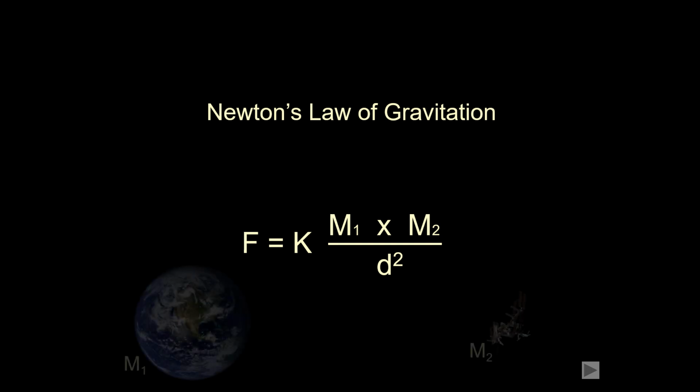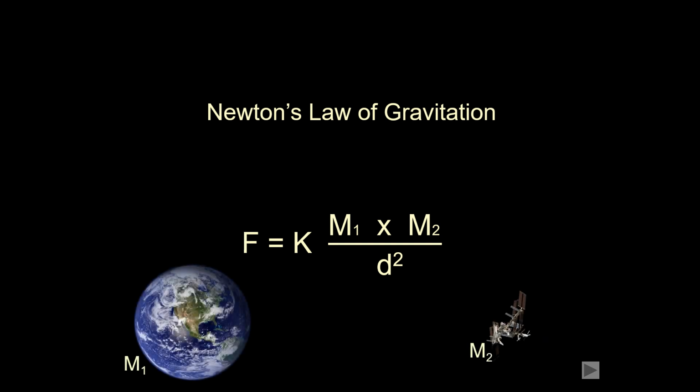Let's try to apply that to something we know. Let's take the Earth and the International Space Station, or really any satellite that's in orbit around the Earth. M1, the massive object 1, would be the Earth. M2 would be, let's say, the International Space Station. If we look at the distance between them and apply that idea to this equation, we can get some idea of the gravitational attraction between the two.